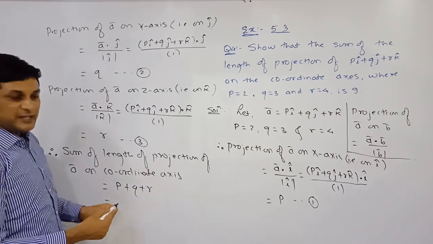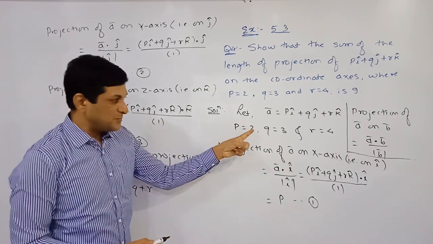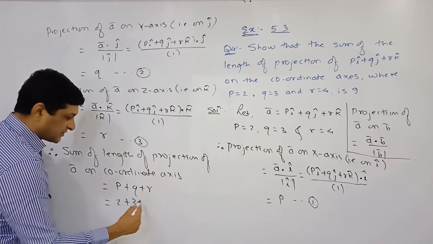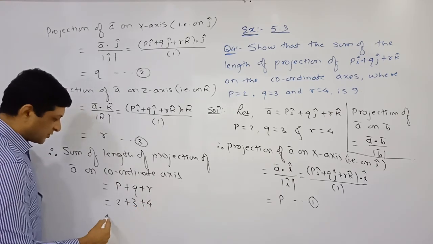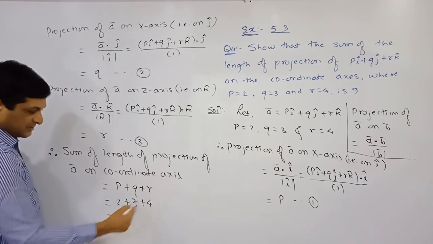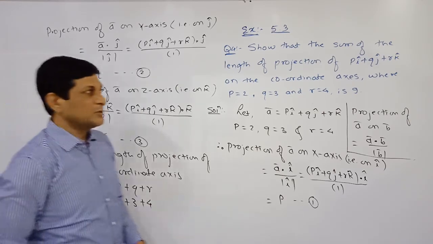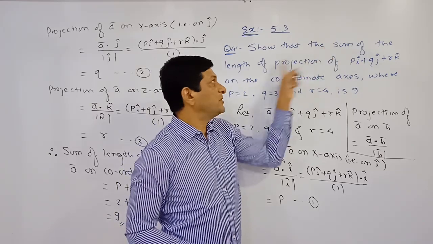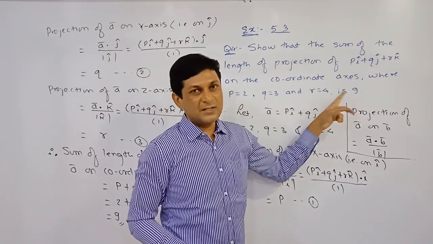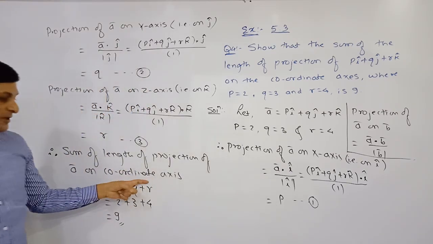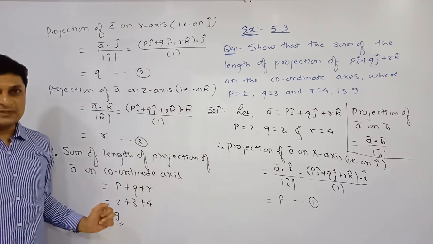So replace P by its value. It is given to us that P is 2, Q is 3 and R is 4. So P is 2, Q is 3 and R is what? 4. So this sum will be equal to what? 9. And that is the result which we have to prove here. What we have to prove is that the sum of these projections is equal to 9. And here we have got our required result, that the sum of these projections on the coordinate axis will be equal to 9.